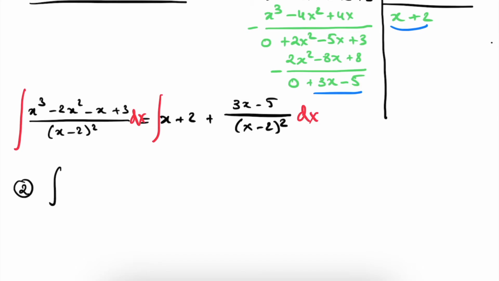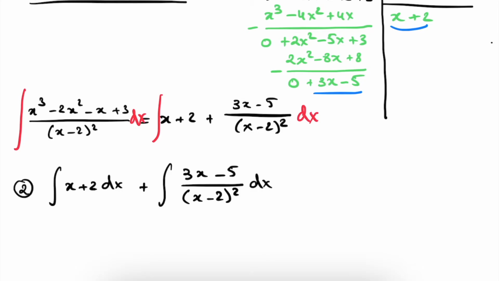We have the integral of x plus 2 dx, which is this part, plus the integral of the fraction that remains: 3x minus 5 divided by (x minus 2) squared dx. As I said, this integral we will leave as it is right now because we already know what it's going to be, and we focus on this integral.